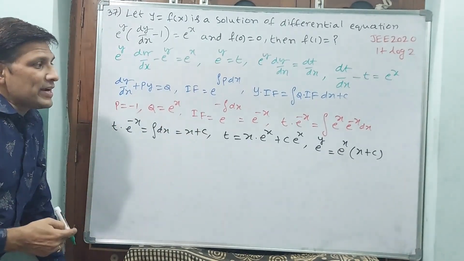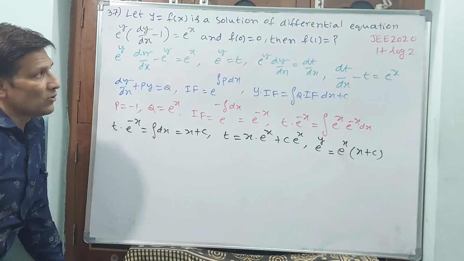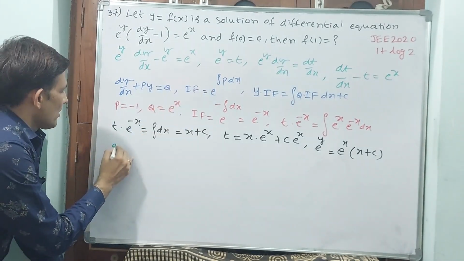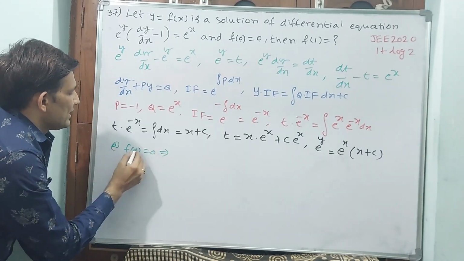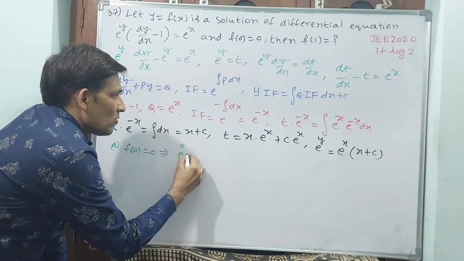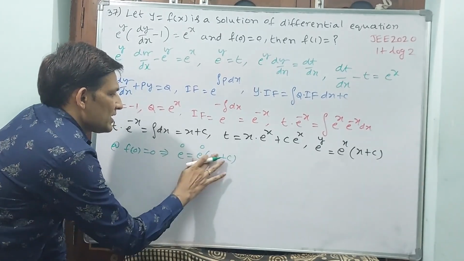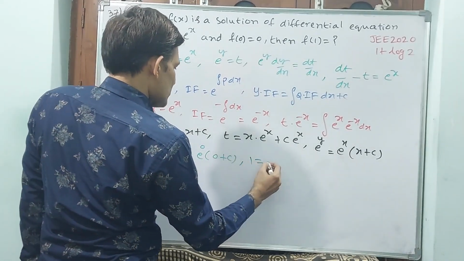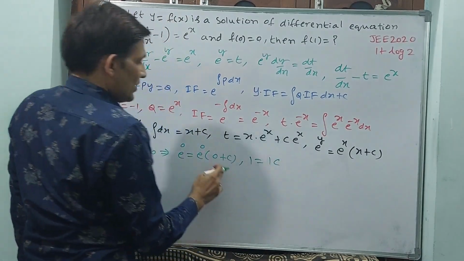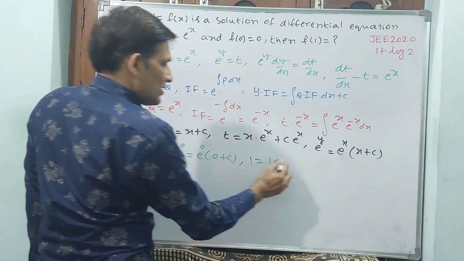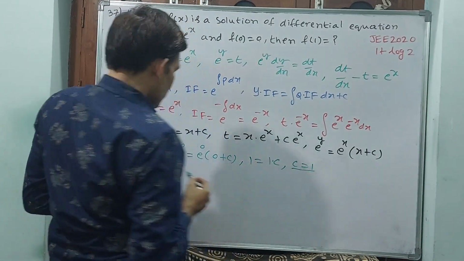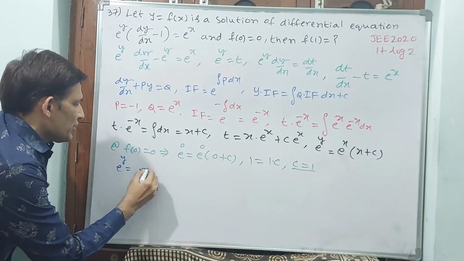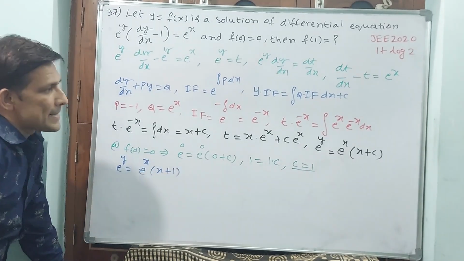See how you are going to find this c value. One hint is there: f of 0 is equal to 0. That means you keep y value 0, x value 0. That's all. So f of 0 is equal to 0 implies e power 0 is equal to e power 0 into 0 plus c. E power 0 is 1, that means 1 is equal to 1 into c, so c is equal to 1. Rewrite that: e power y is equal to e power x into (x plus 1).